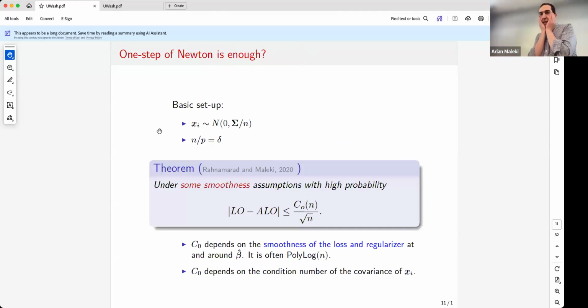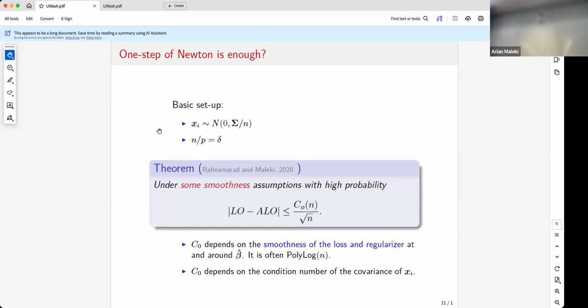Okay, so this is the first result that we managed to prove a few years ago. Essentially, we have assumed that the features are Gaussians with some covariance matrix. The covariance matrix is just well conditioned. It doesn't have zero eigenvalues. And then, as I mentioned before, n over p is a constant. So delta is just a constant. That's the asymptotic we are considering.